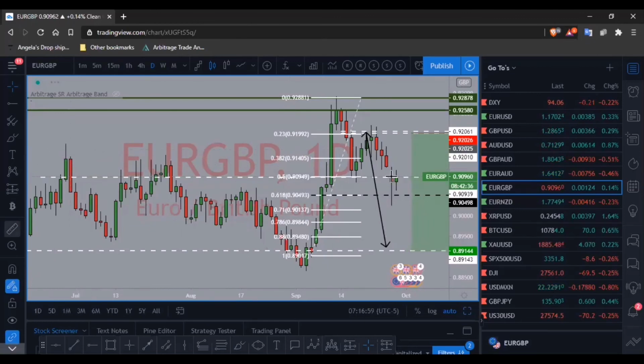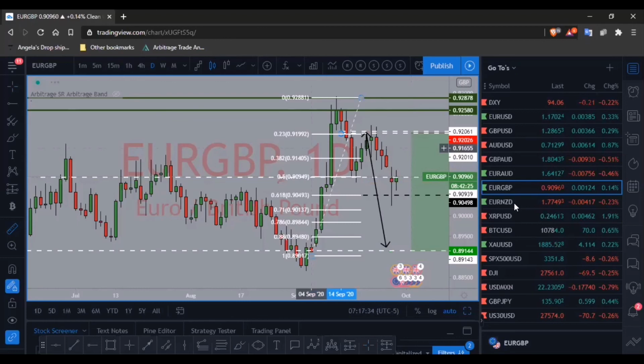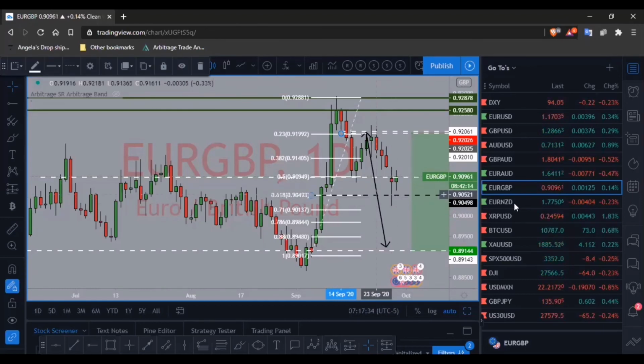It just took a long time to play out, but currently price is up like 110 pips right now. So, like I said, for EG, I would love for it to come back down to fill out this gap, to fill out this wick, and then potentially see if it's going to go bullish again. But other than that, I'm still trading that. Let's go on to EURNZD.